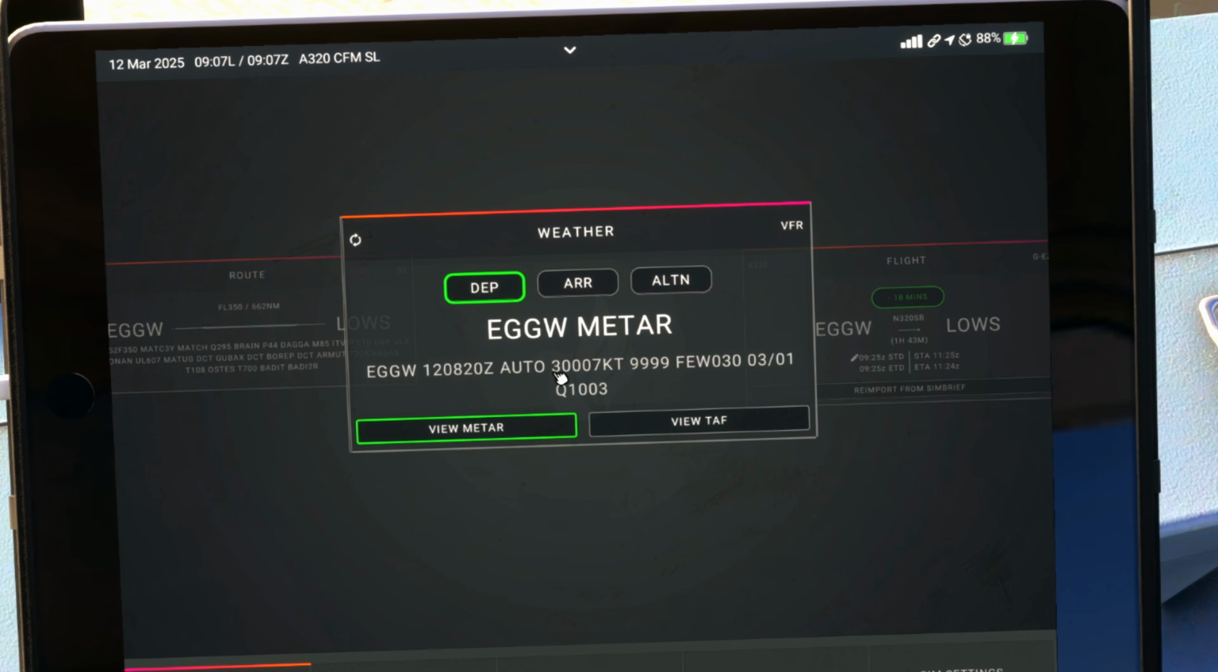The first three digits here are our direction. So the wind is coming from 300 degrees, and then the last two digits are the speed, so it's coming at 7 knots here. The KT indicates knots.